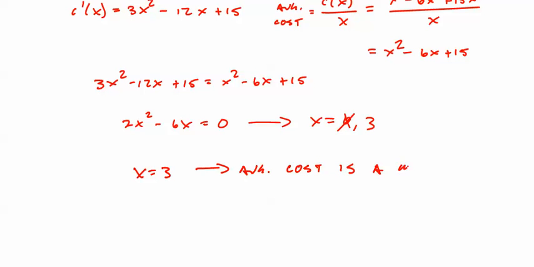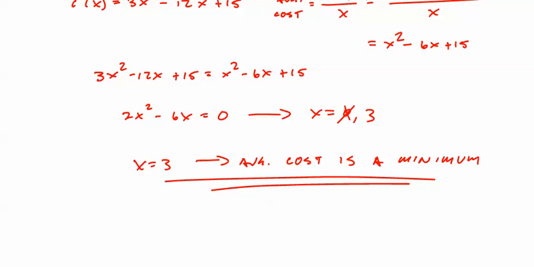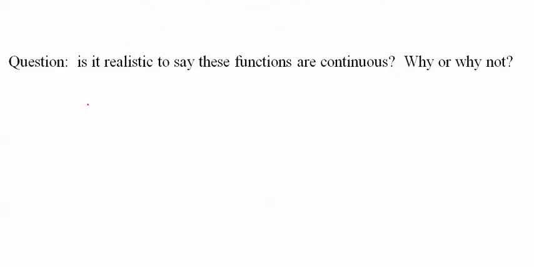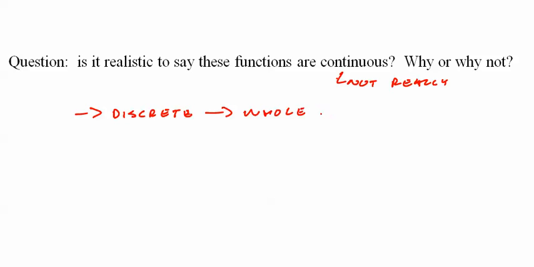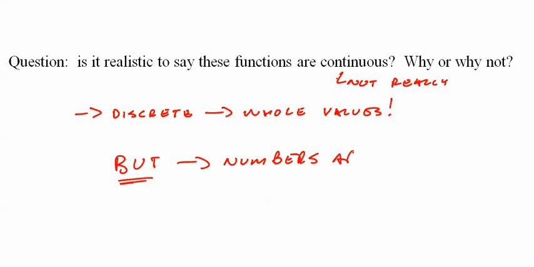It would really help if we had a lot more specifics about this, but again, just giving you a quick one to run with. So is it realistic to say these functions are continuous? Not really. They're discrete, meaning whole values. We can't produce 0.5 cans of Pepsi. But the numbers are big enough that we can treat it as continuous. So you do not need to worry about it.